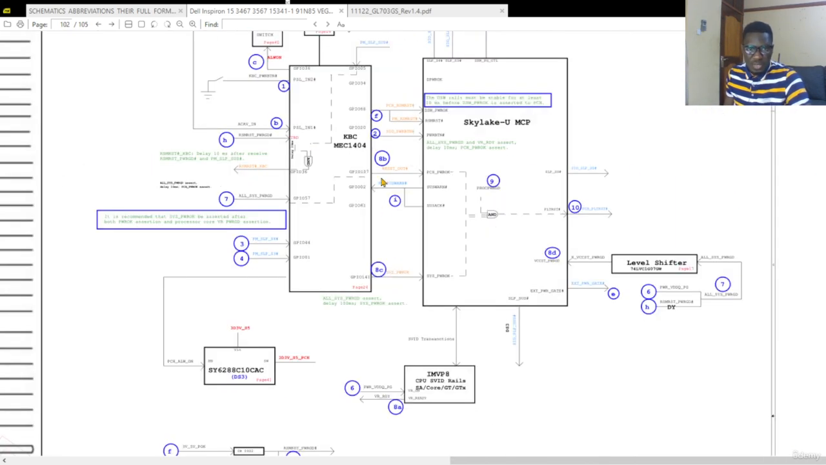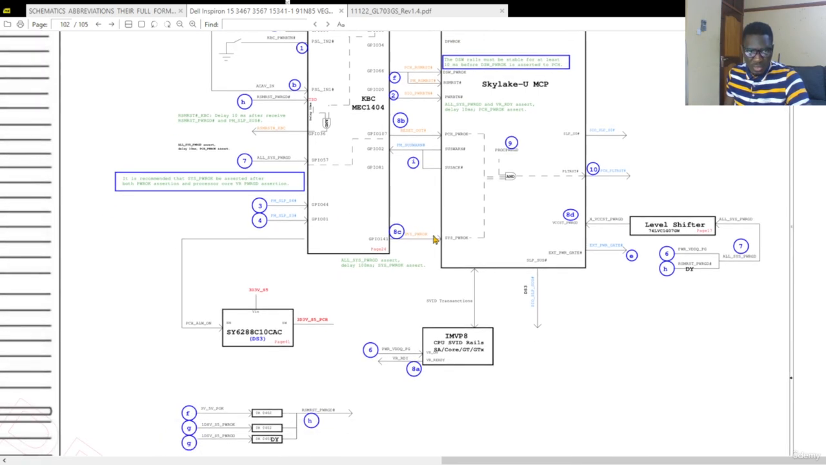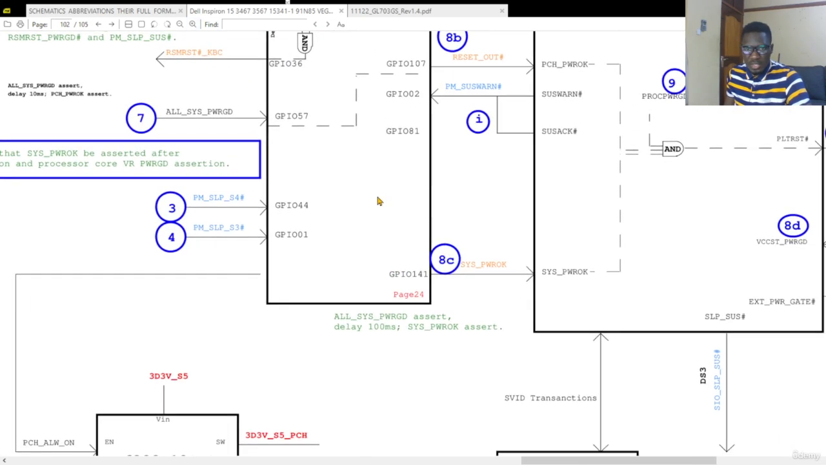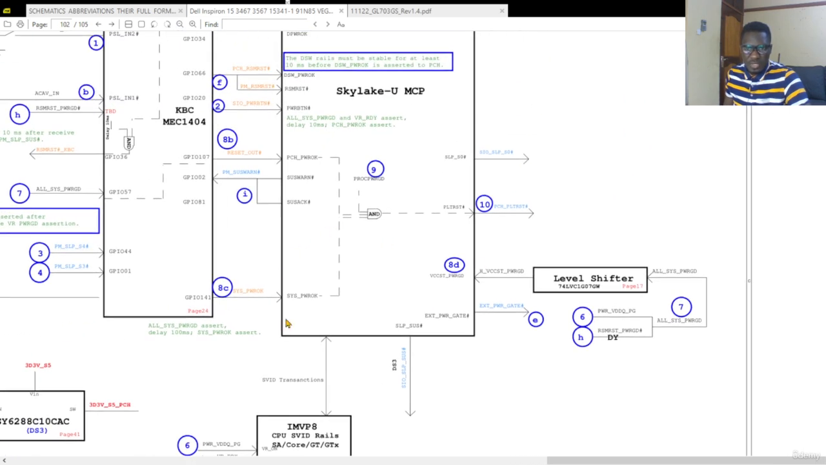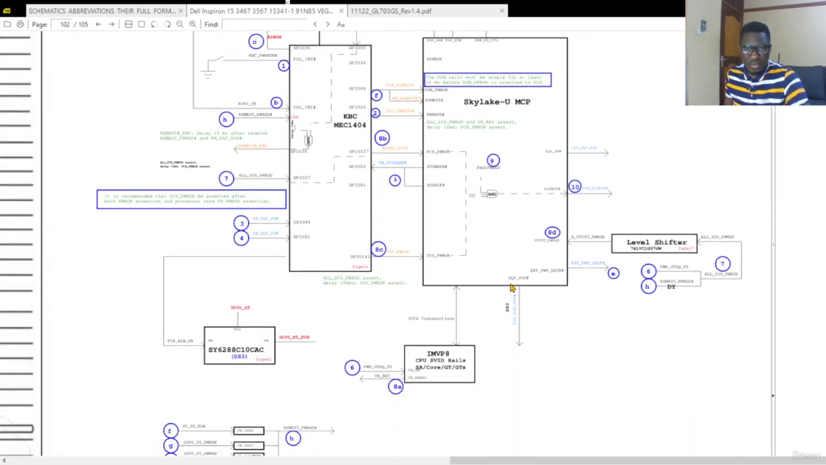So after 8B, then the same KBC will release this signal. And here they are telling us that system power okay. And this signal goes to the chipset. So after the chipset has received this, then this signal will come out of this chip to the chipset, which is on 8D. So after 8, the next step would be 9.